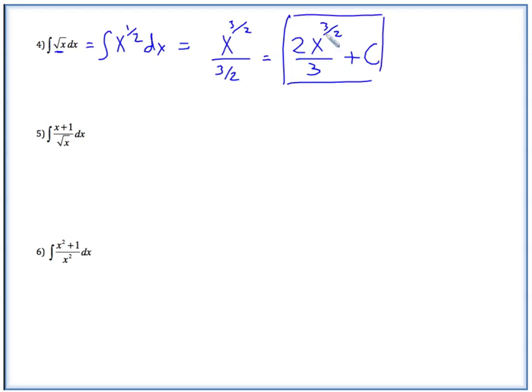Check your derivative. 3/2 times 2/3. Now that's just x, and then 3/2 minus 1 is just 1/2, which is the square root of x, which was our original problem.